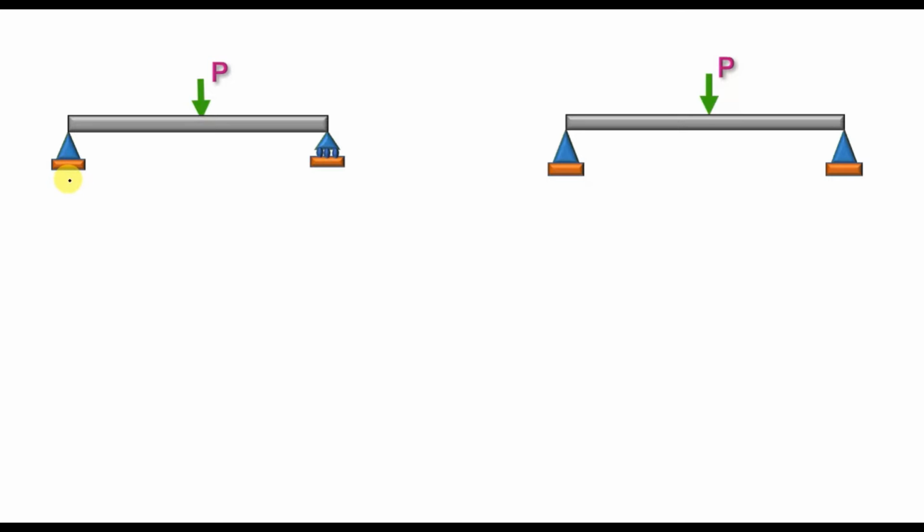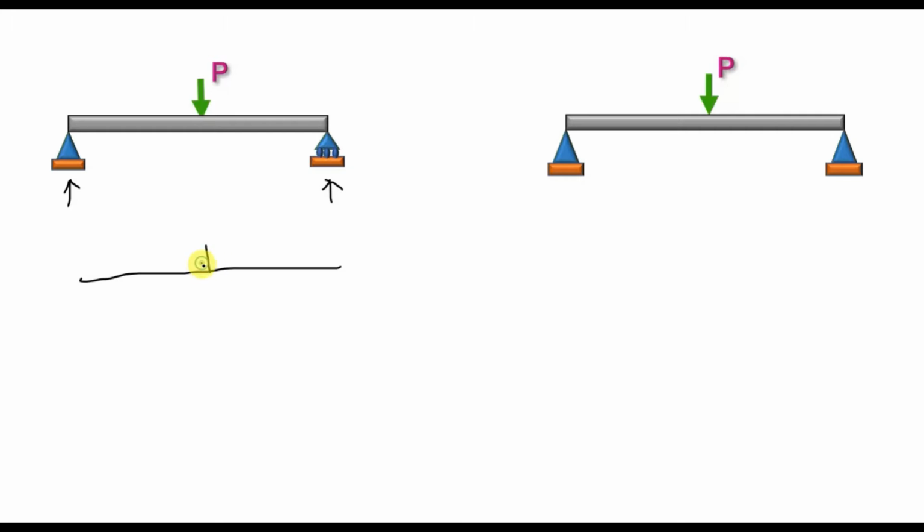For the hinged support, we will have the vertical reaction and horizontal reaction. Since the load applied on the beam is vertical, we have only vertical reactions, and for the roller support we will have only a vertical reaction. So to draw the free body diagram, you have to isolate the structure from the support. First we isolate the structure from the support, and then we draw the reactions.